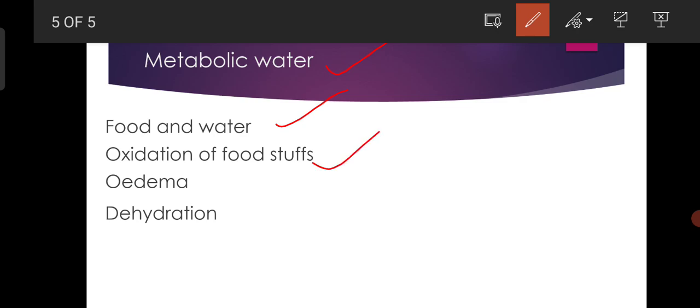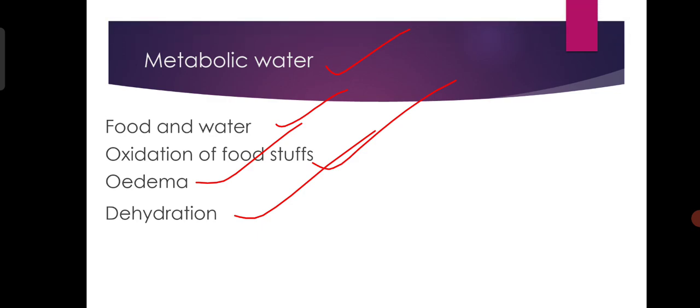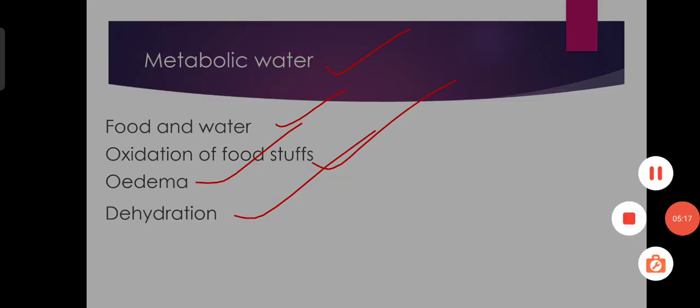And water is formed due to oxidation of foodstuffs, of course, and excess accumulation of water in the tissues leads to edema, and excess loss of water leads to dehydration. So this is about the significance of water in our body. Thank you very much.